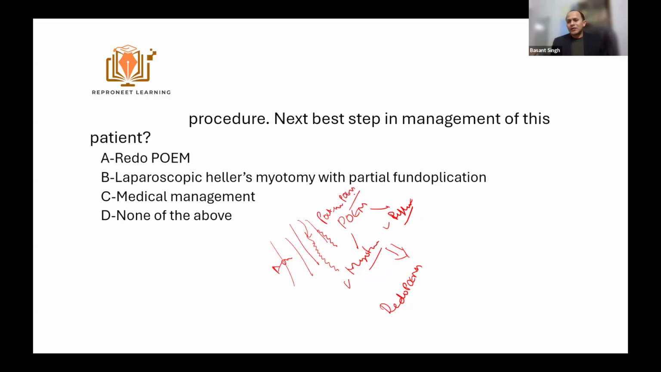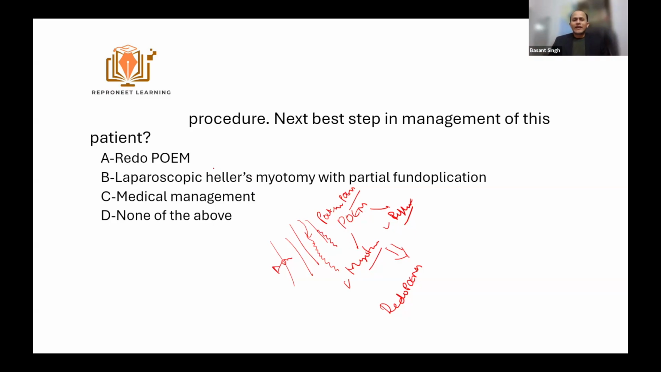Okay, so that is one option that you can exercise, do a posterior POEM, but they have written redo POEM. Again, we have to see whether this option fits into the right option or not. Doing a redo myotomy from that earlier point of myotomy is a very difficult job because of loss of this natural plane that was there.